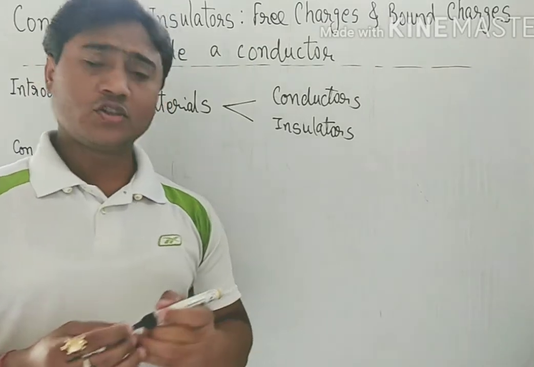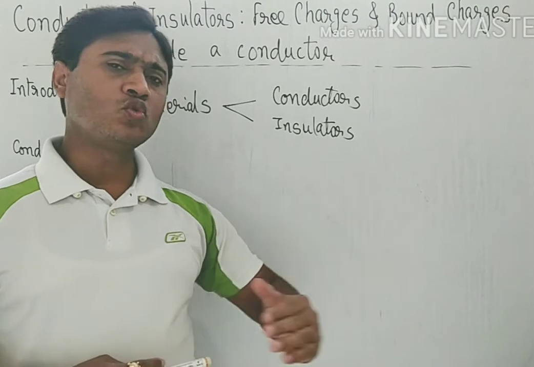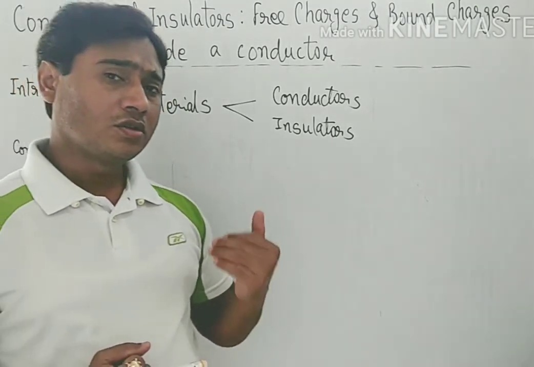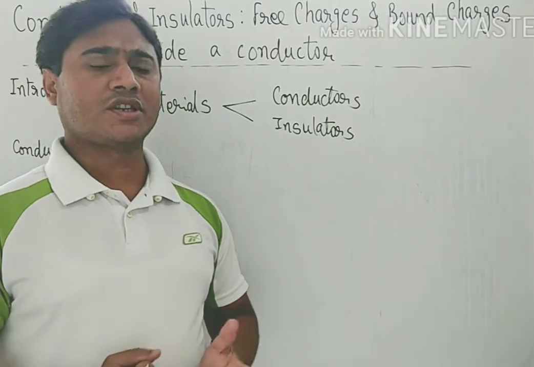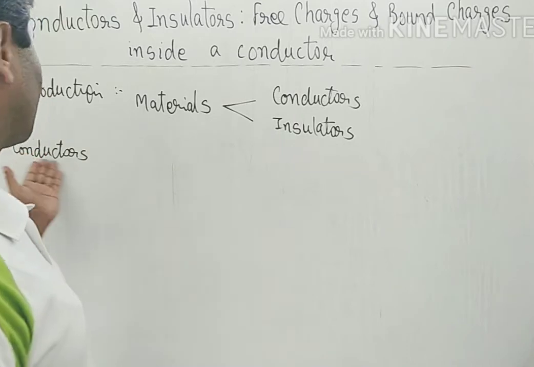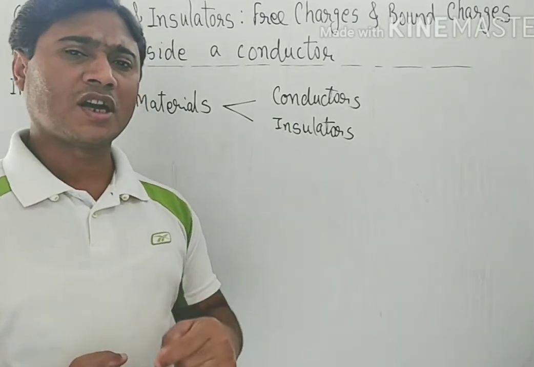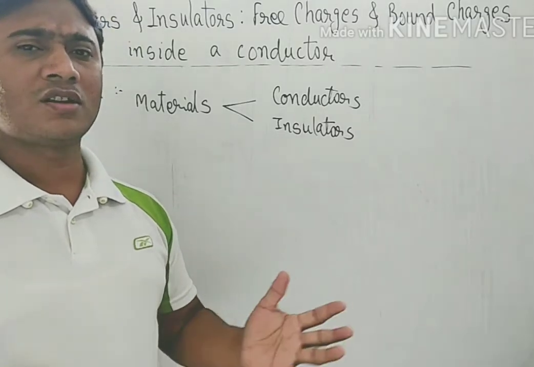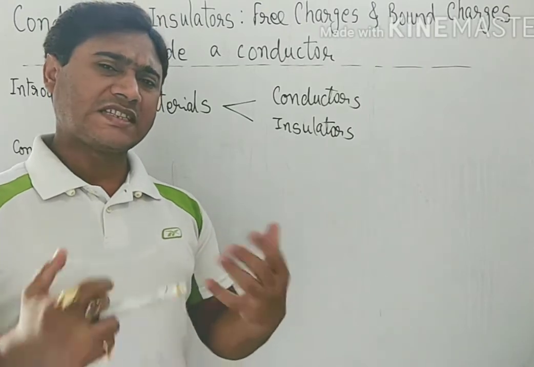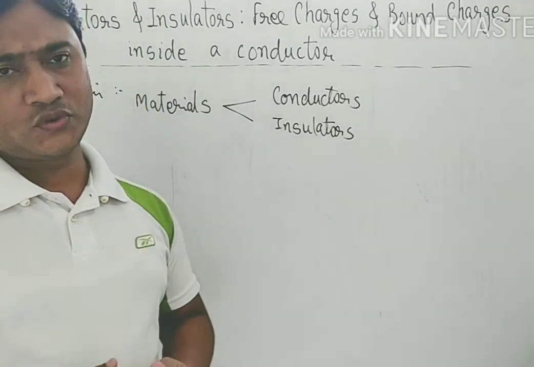Conductors are basically those materials which allow the smooth passage of electrons through them, or which allow the conduction of electric current through them. Those materials are called conductors, for example silver, aluminium, iron, copper, etc. These are all conductors. So what happens inside the conductor that allows the smooth flow of electrons through it?